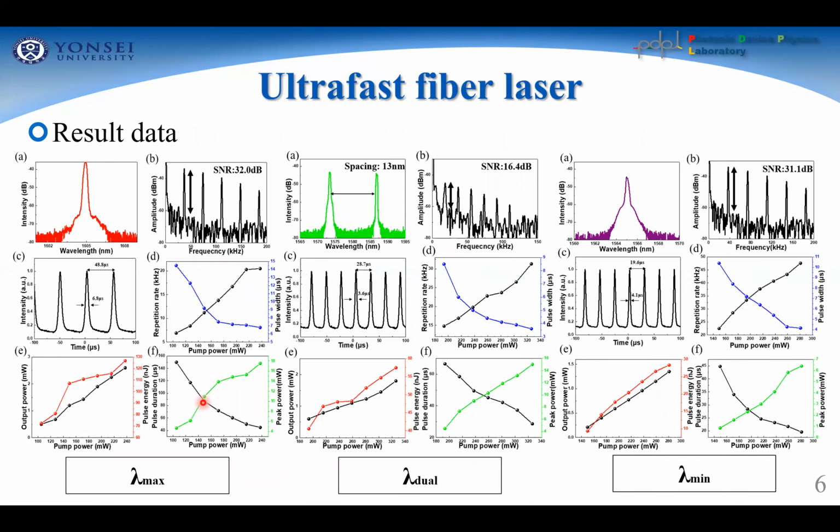So this is the result data, which indicates conventional Q-switching lasers, and we can make very tunable wavelengths and even dual wavelengths because the dual filters make dual wavelengths like this.